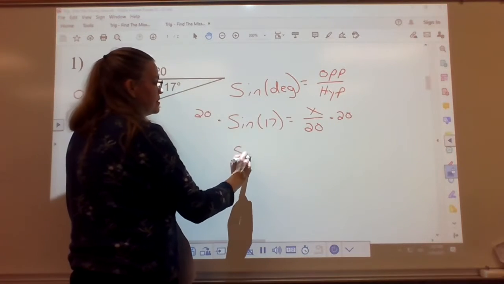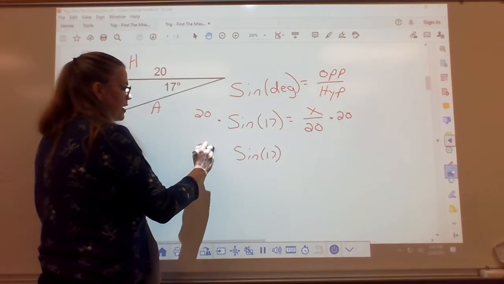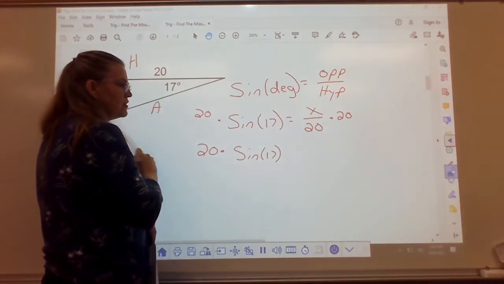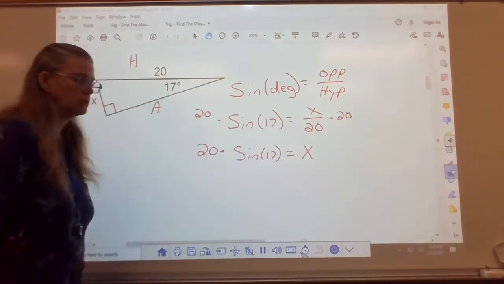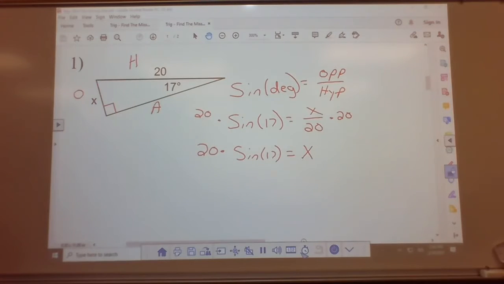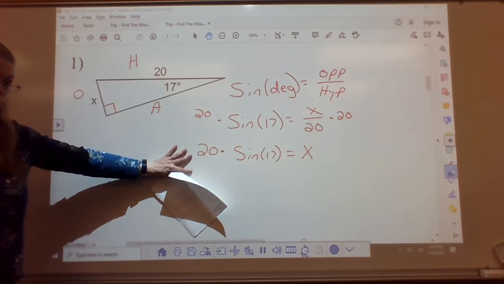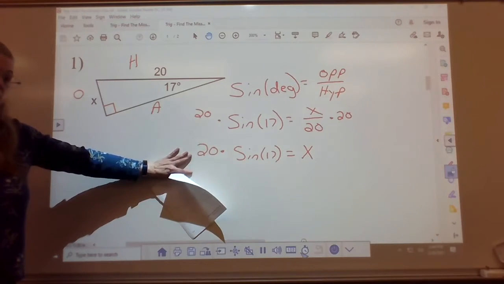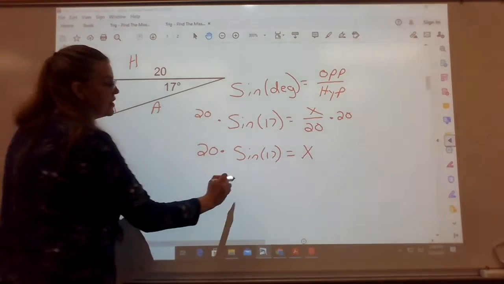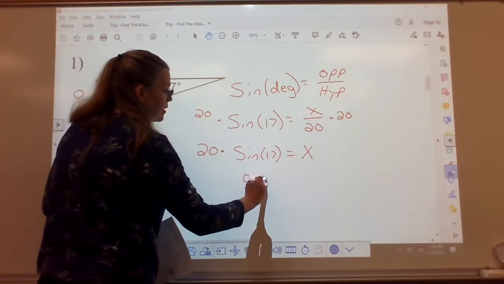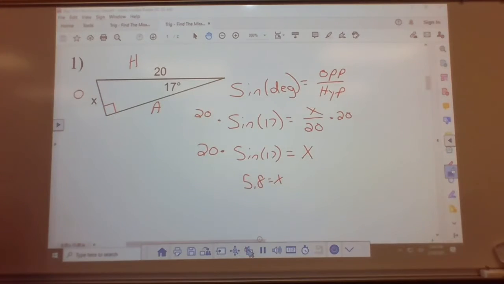So I end up getting sine 17. The 20 can also come down. So 20 times sine 17 equals, the 20's gone over here now, x. So there's my setup. That's what's going to have to go in the calculator. Now, I'm going to go ahead and write the answer. Then I'll switch to the calculator so you can see what it comes up as. So you end up getting 5.8 equals x. Round to the nearest tenth on these, which is one number after the decimal.